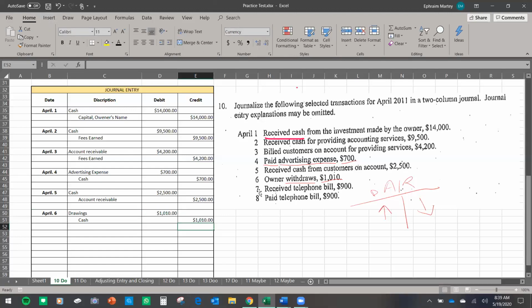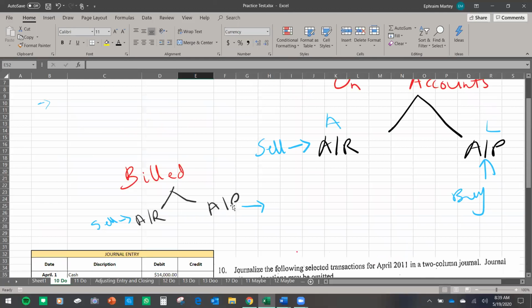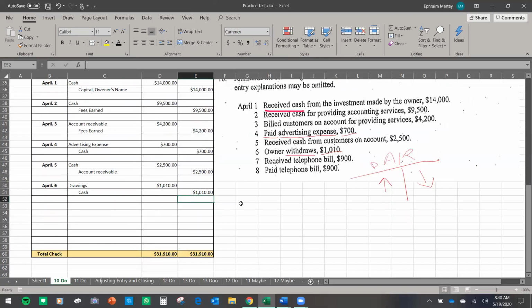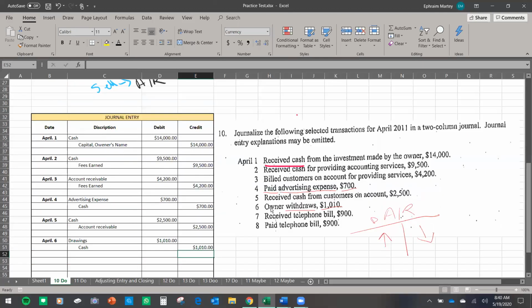Now, quickly. We have received a telephone bill. So that's where the bills come in. We have received a bill. We didn't sell. Because we have received a bill, we have to pay it later, so that becomes an account payable. And we know account payable increases with credit.